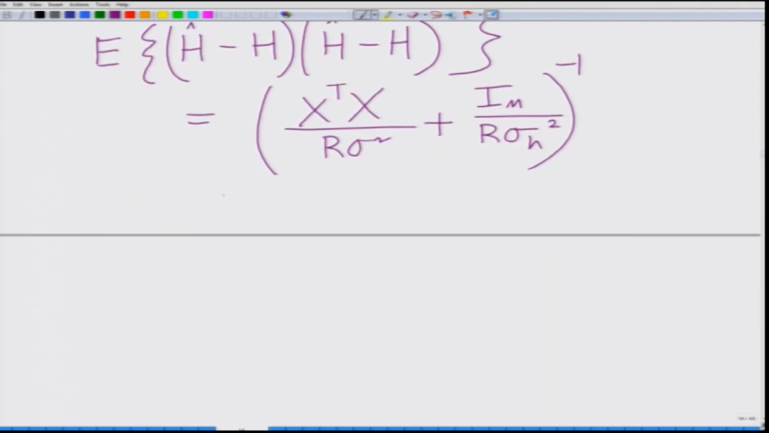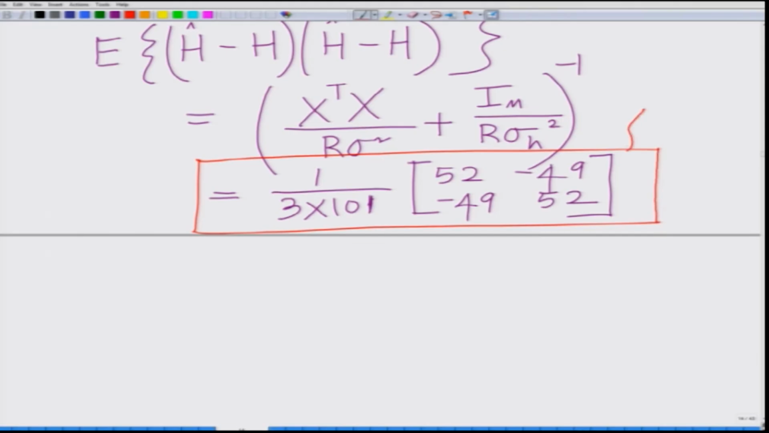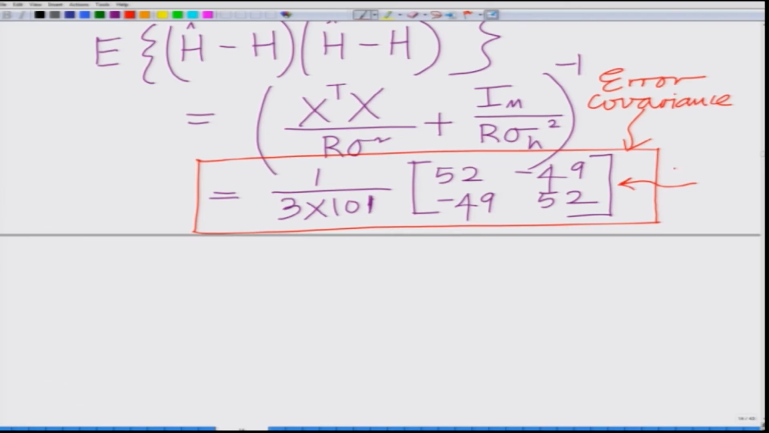This is equal to 1 over 3 times 101 into [52, minus 49; minus 49, 52]. All right, this is the error covariance. And also realize that this is an error covariance which is a 2 cross 2. Okay, we are looking at (H hat minus H)(H hat minus H) transpose.